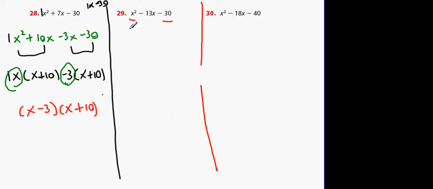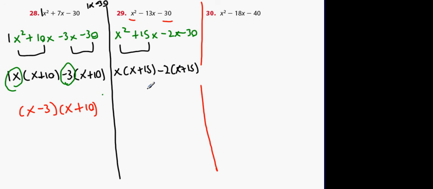So with this in mind, you just go x squared plus 15x minus 2x minus 30. You can factorize two sets of 2. You get x into x plus 15, minus 2 into x plus 15. And then the answer here is going to be x minus 2 into x plus 15. Because it's the first number in each case.